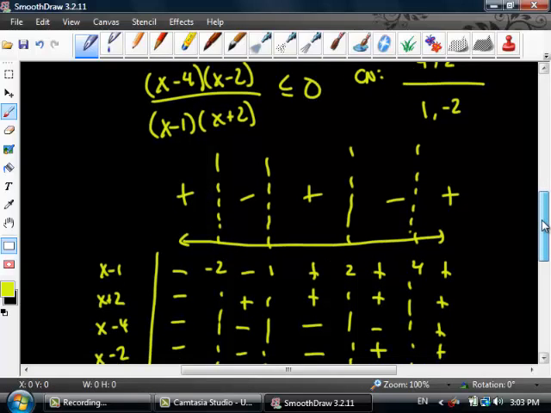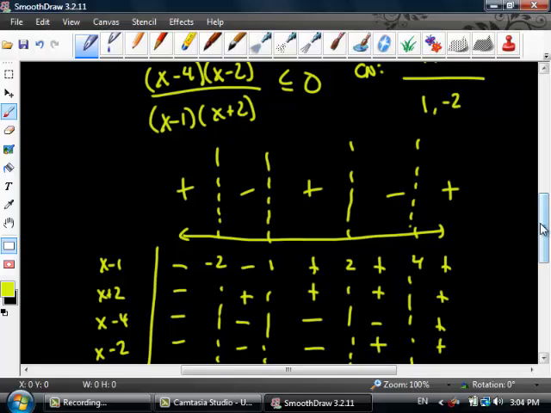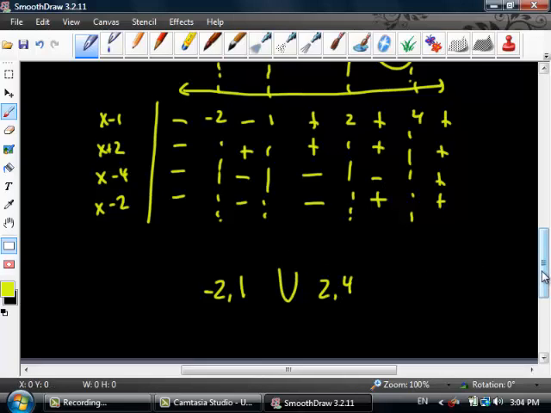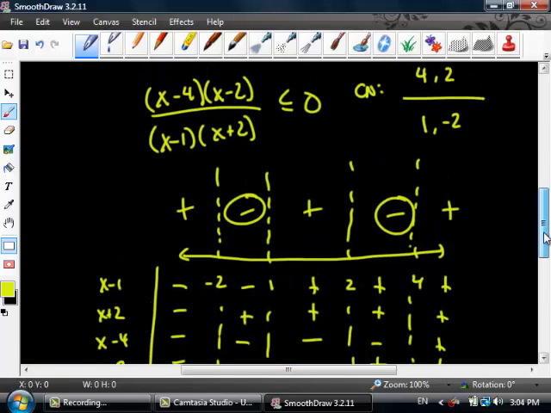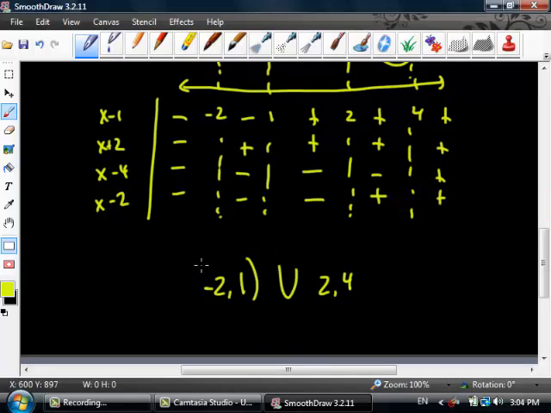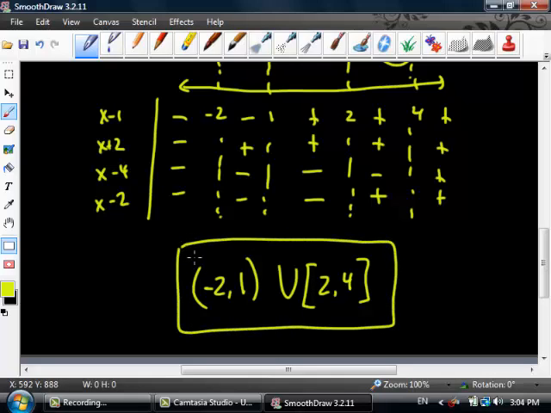I'm looking for where this thing is less than 0, so which intervals am I looking for? Negative intervals. So that means that my answer is going to be between negative 2 and 1, union, because I got to jump over, and then 2 and 4. Now, there is the chance for inclusion here. My critical numbers on bottom were 1 and negative 2. So 1 and negative 2 cannot be included. Everything else can be. All right. Very cool.